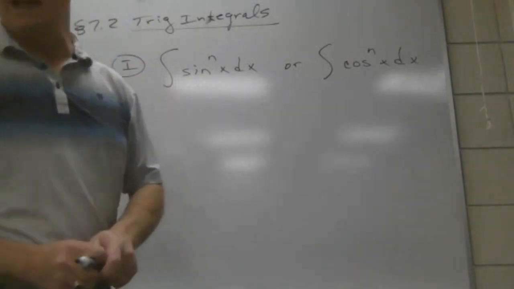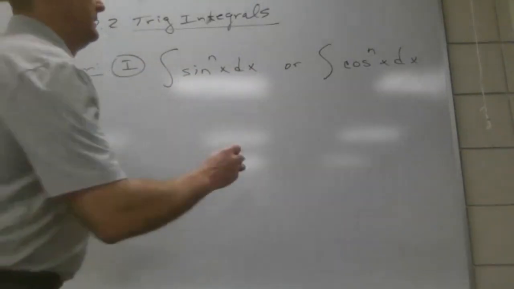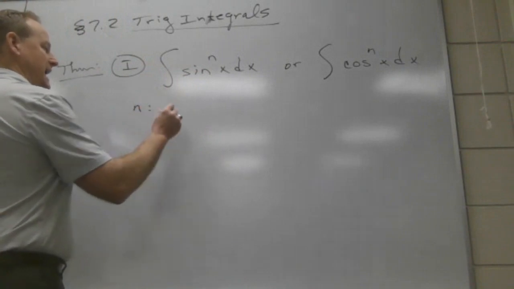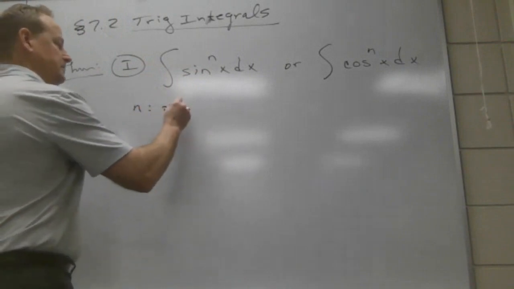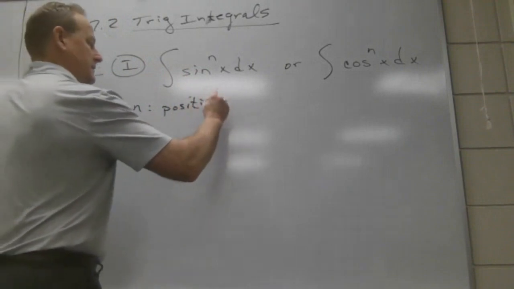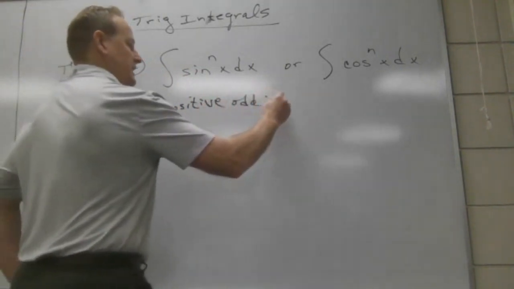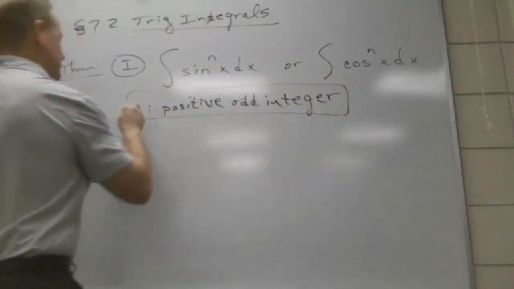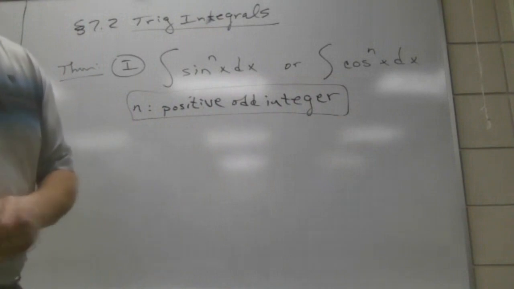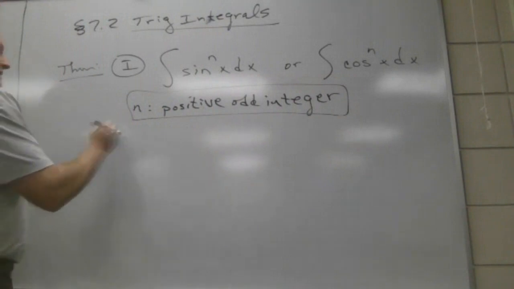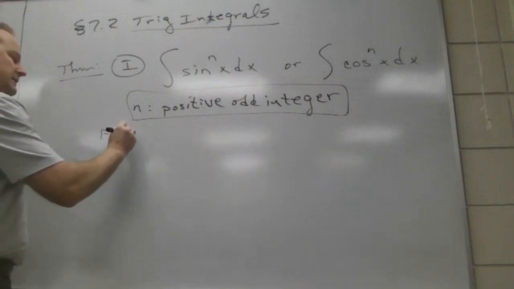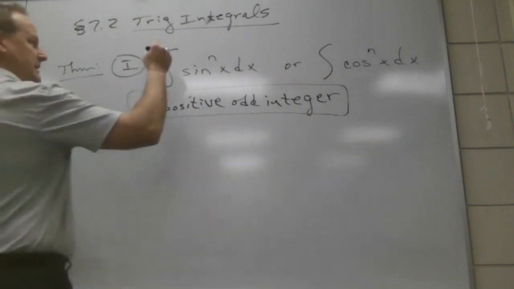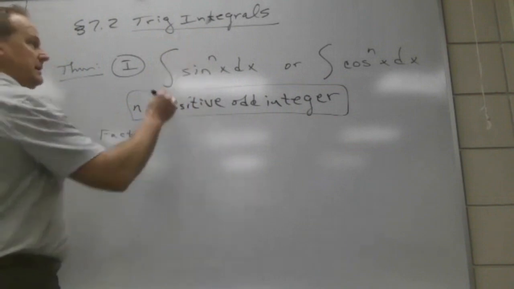right here, right? So we got that. But in this case, case one, we're going to let n be a positive odd integer. And once again, we're going to look for patterns here, but positive odd integer for case one is what we're looking at. And so what we're going to end up doing is factoring. So we're going to pull out, let's just look at this one here.